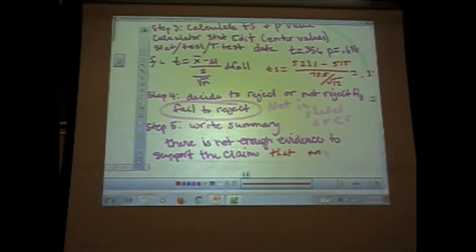test scores are below national average. Okay, and you can abbreviate, that's fine. Good. You guys need 15 seconds with your neighbors?